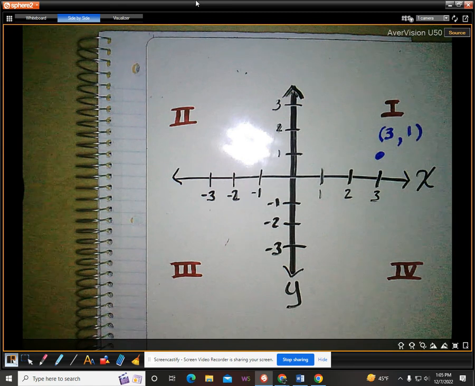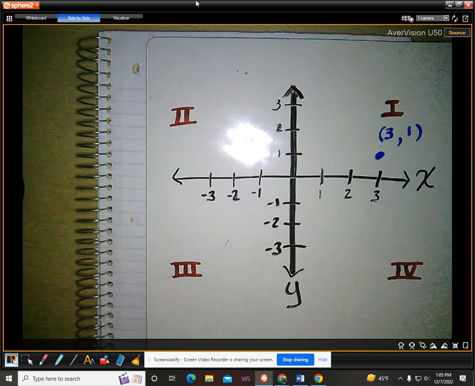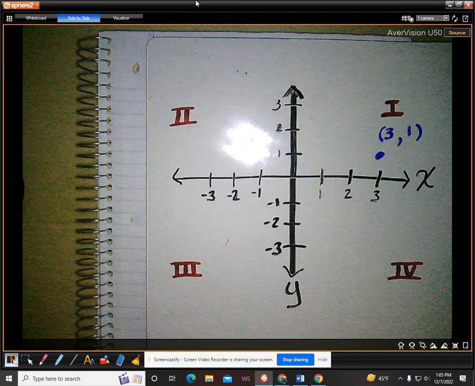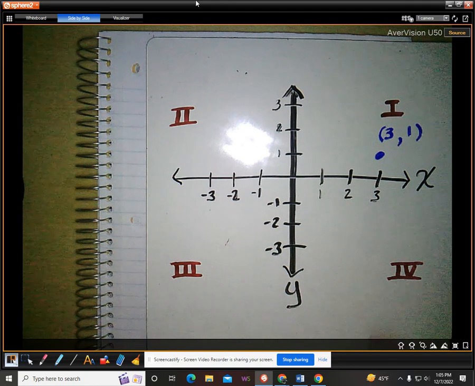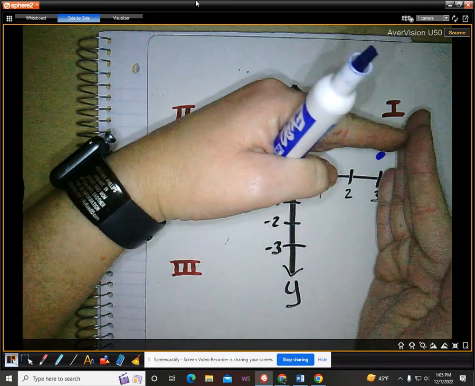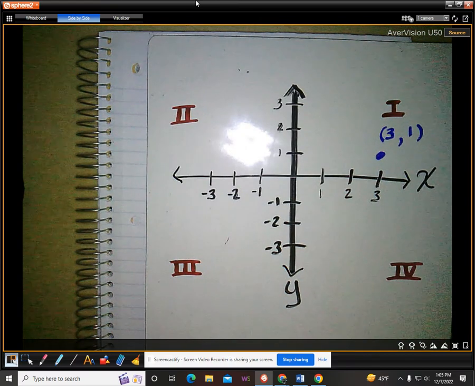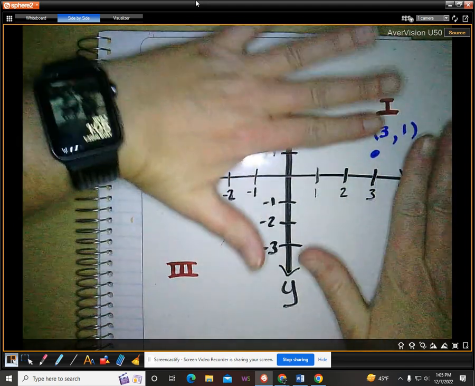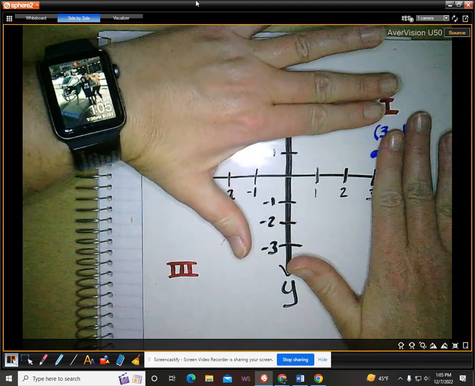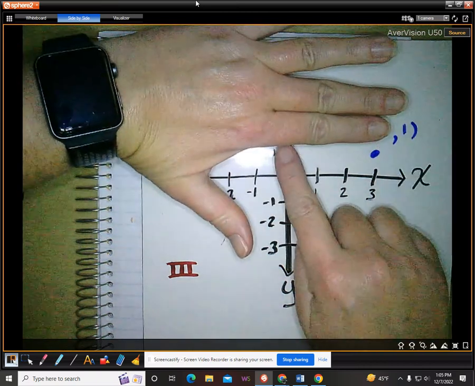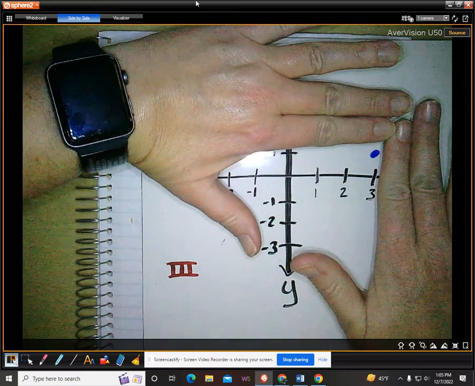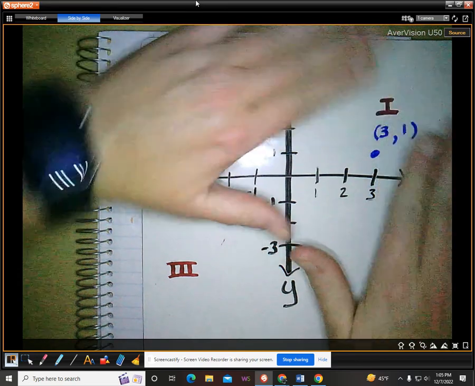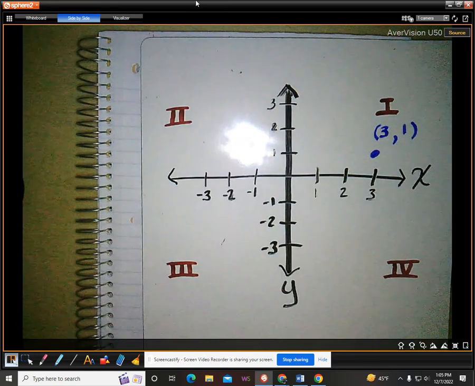How many of you have ever played Battleship? Same exact idea. Except Battleship, you have a letter and a number. We're still playing Battleship, but we're using 2 numbers. This blue dot, if you called it out on Battleship, it would be at 3. That's your X value. 1, that's your Y value. 3, 1. Same thing as Battleship, except Battleship only deals with 1 quadrant. You have 4 to deal with.